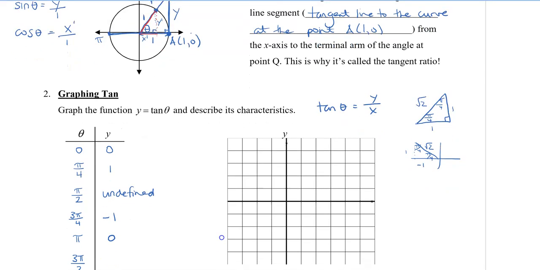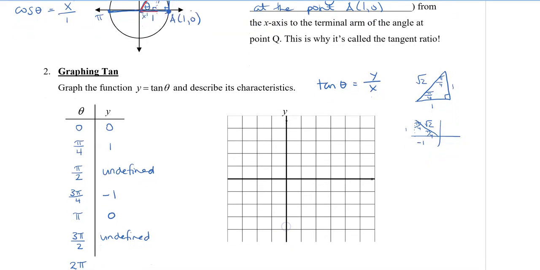Now if we keep going, taking a look at 3 pi over 2, we would notice that our y value is 1, but then our x value is going to be undefined again. Or sorry, our x value is 0, which means that y is undefined. Going all the way back to 2 pi, we get 0 again, because 2 pi should be the same as 0.